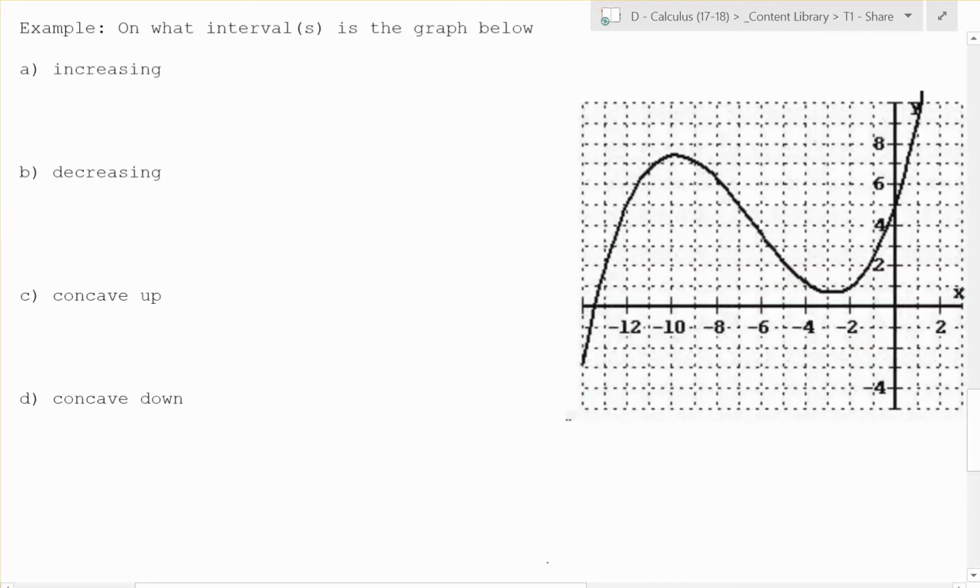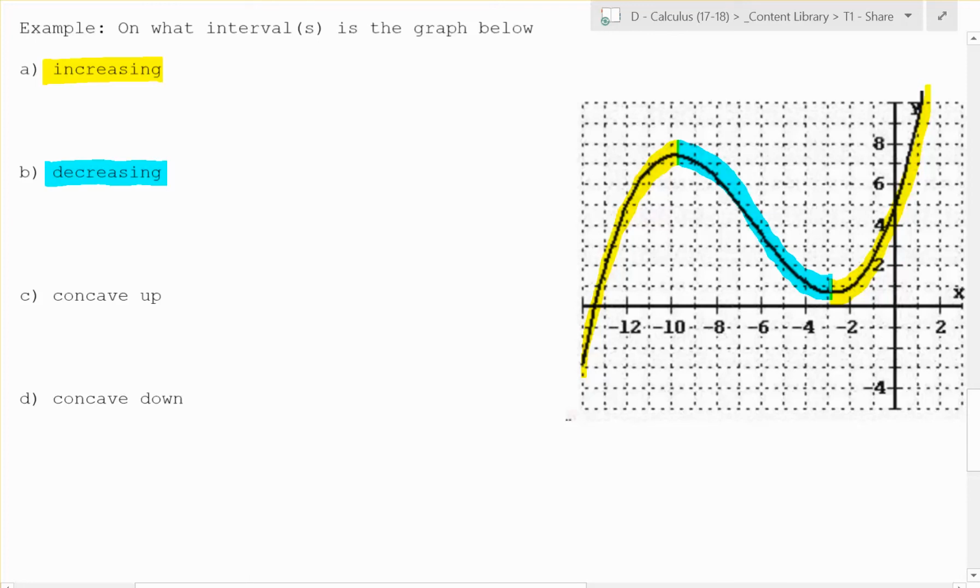So let's look at this graph and find 4 different characteristics. First one asks, on what intervals is the graph below increasing? That strictly just means as x gets bigger, y gets bigger. This has nothing to do with concavity. So as x gets bigger, meaning as you move to the right, increasing means y gets bigger. Where does y get bigger? It looks like it's getting bigger from here to here and also from here to here. So that's where it's increasing. What about decreasing? It's going to be decreasing where it's going down as x goes from left to right.